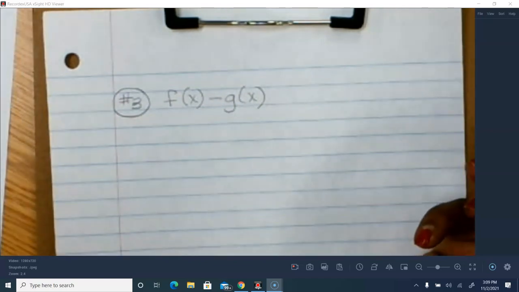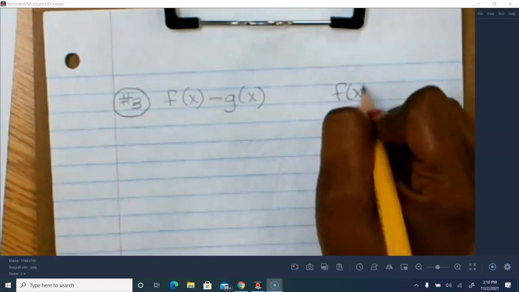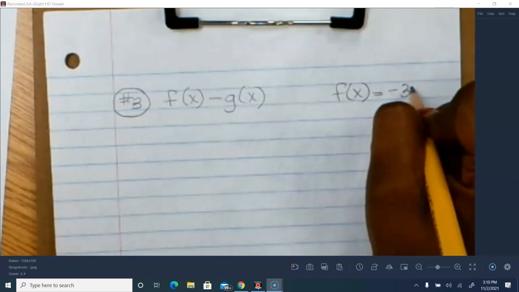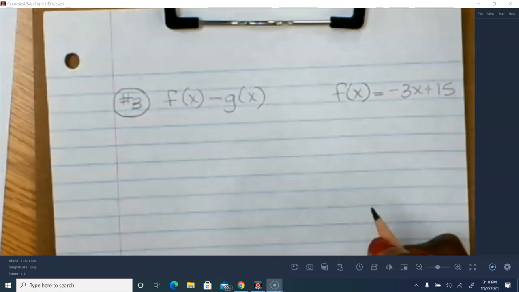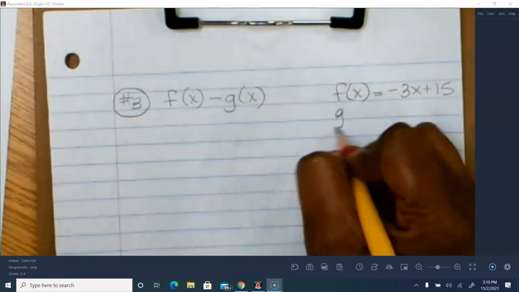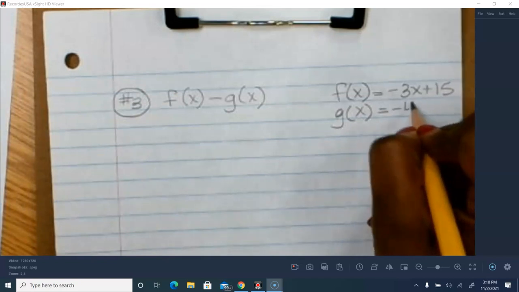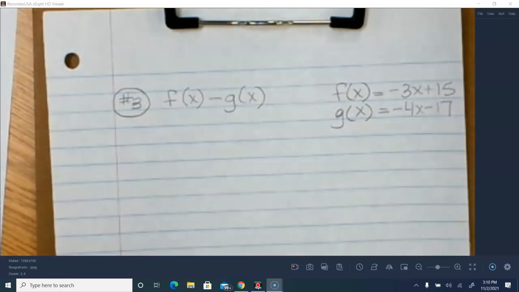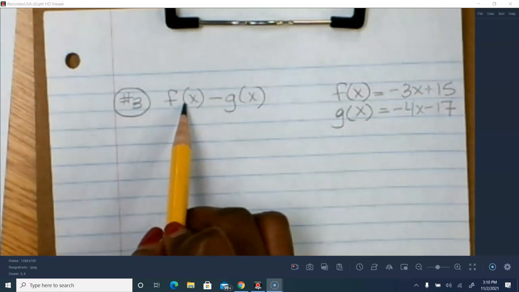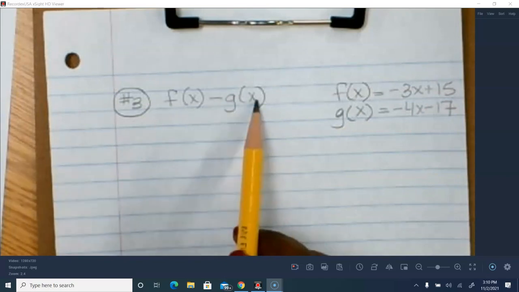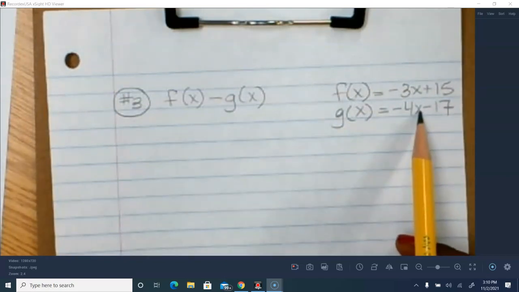And what I have been given is that f of x is equal to negative 3x plus 15, and g of x is equal to negative 4x minus 17. So now the very first step is to substitute. So I'm going to substitute in for f of x, negative 3x plus 15. And in place of g of x, I'm going to substitute in negative 4x minus 17.